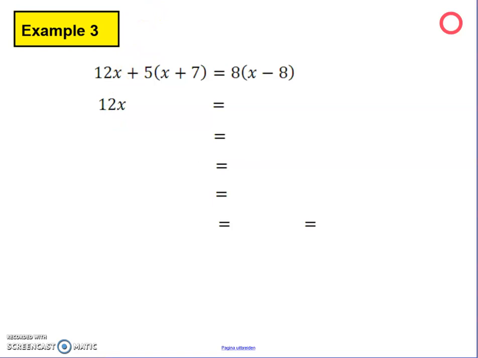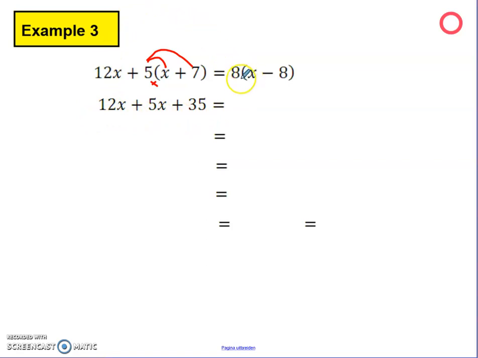Because when you look at the brackets, the multiplication symbol is over here. So I need to calculate 5 times x, and 5 times x is 5x. So I write down plus 5x. Next arc, 5 times 7. 5 times 7, that's 35, and because it's positive I use a plus. So brackets on the left side are removed.